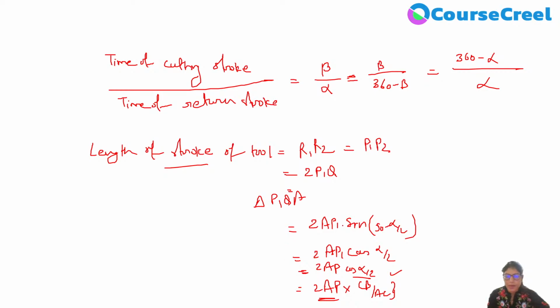So the slotted lever quick return motion mechanism is generally used in slotting and shaping machines, or sometimes in internal combustion engines, where we require quick return motion of the part.